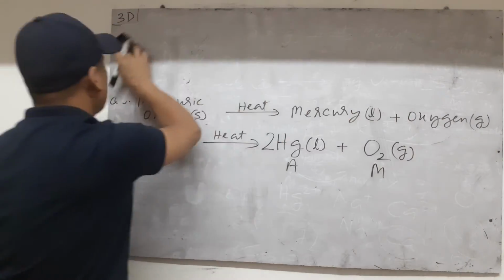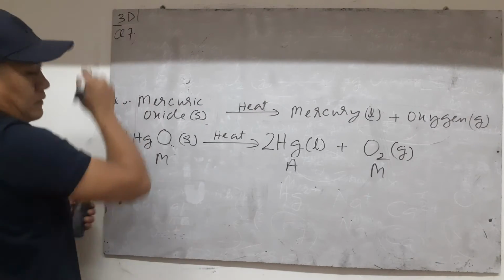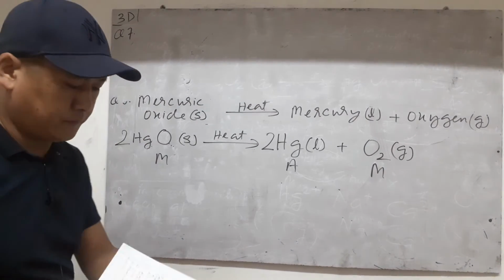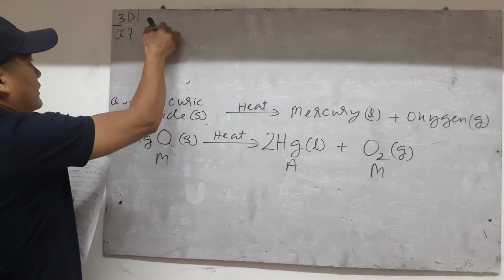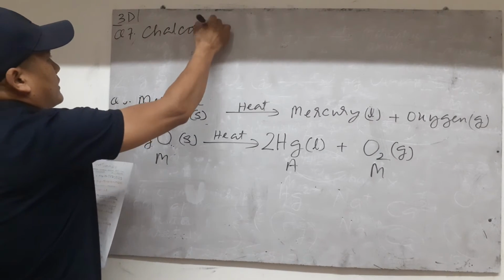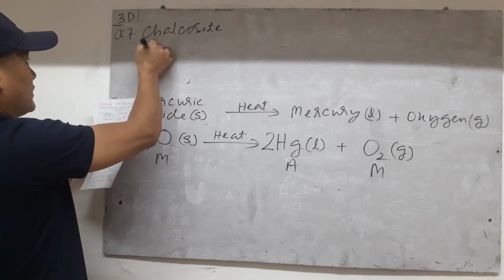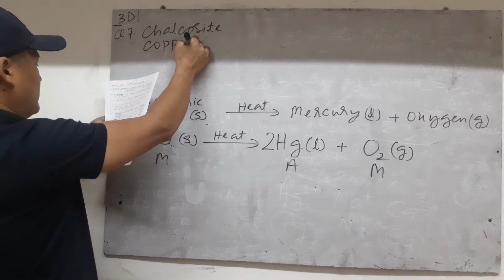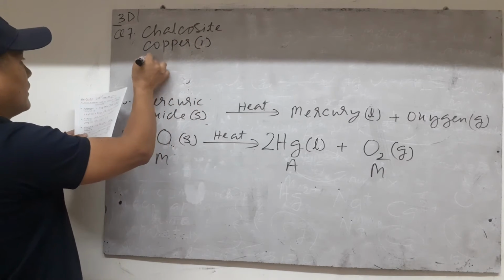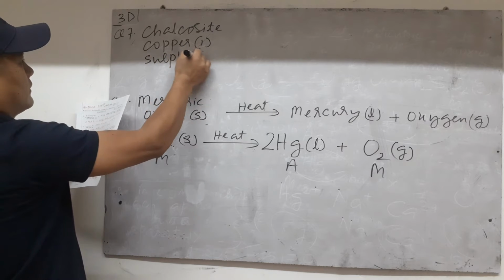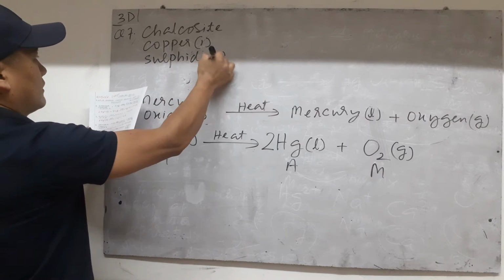So number 7. Let me read the question as it is. Chalcocite is the common name of the ore. The real name is written there on the question paper: copper 1 sulfite. Okay, this is solid.